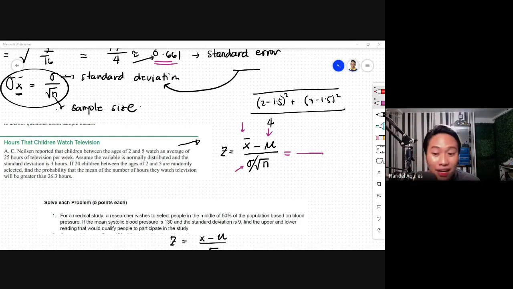Usually in these tests after midterms, they are mostly word problems, guys. The challenging part is to determine what is the sample mean, the population mean, the standard deviation, or the sample size. So, in that AC Nielsen example, which is the sample mean?